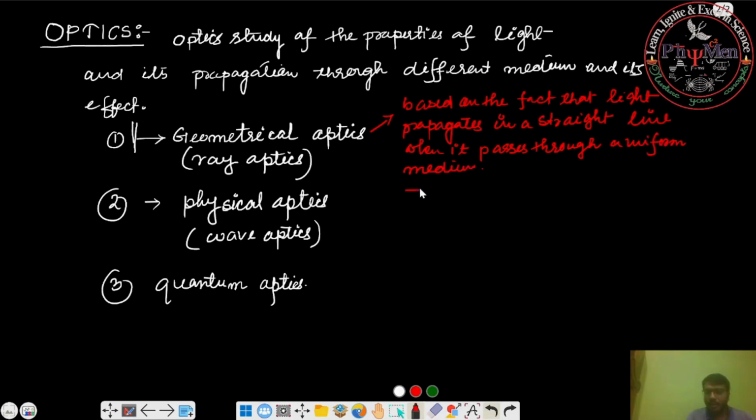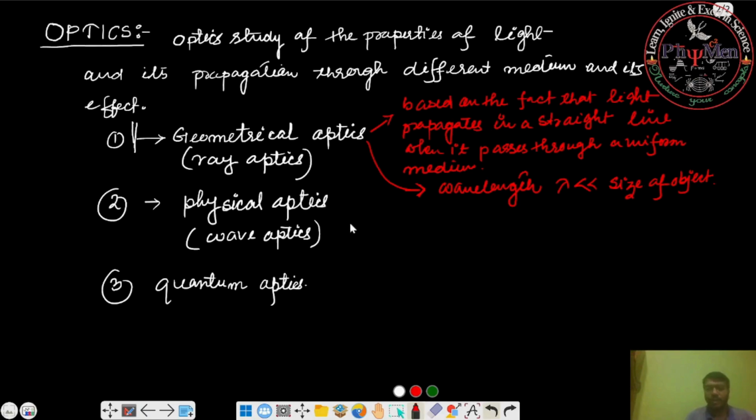Here, this happens when the wavelength lambda is very less than the size of the object. Whenever the object size is very large compared to the wavelength of the light used, then only we can say it comes under geometrical optics.